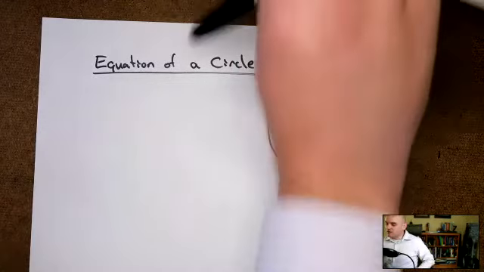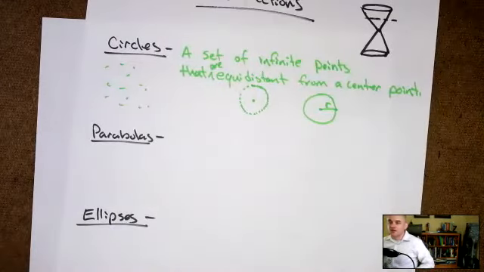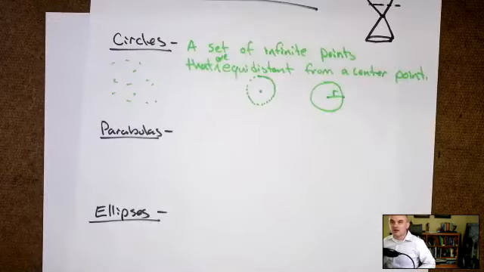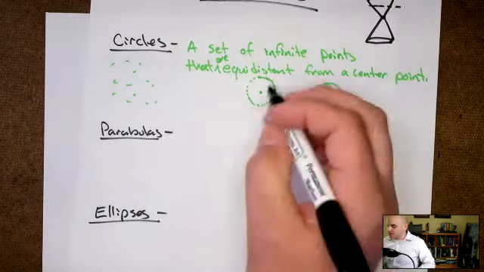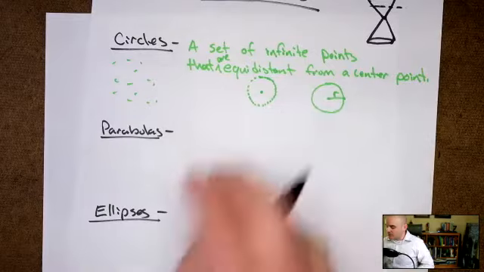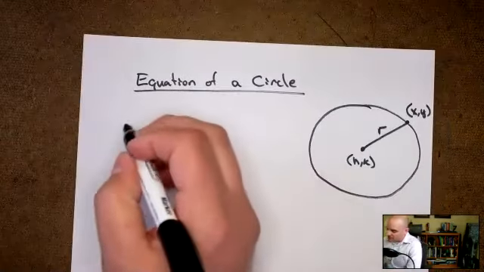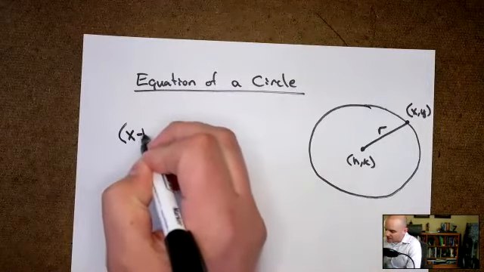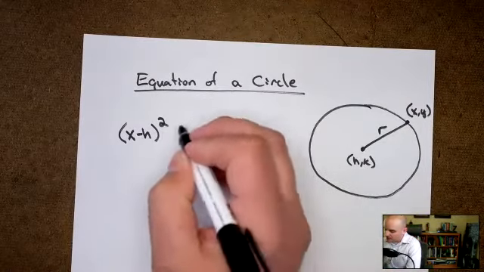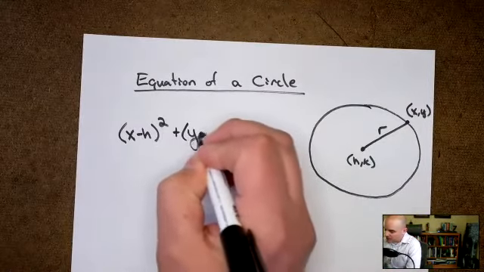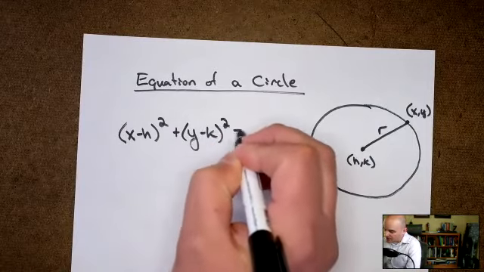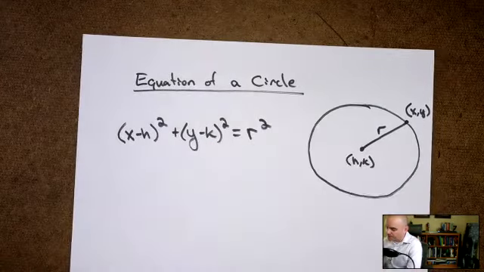In fact, when we look at all of these conic sections, they're all going to have an h, k in them. For circles, let's go ahead and write out the equation of a circle, and then we'll come back to that. The equation of a circle is going to be (x minus h) quantity squared plus (y minus k) quantity squared is equal to the radius squared.